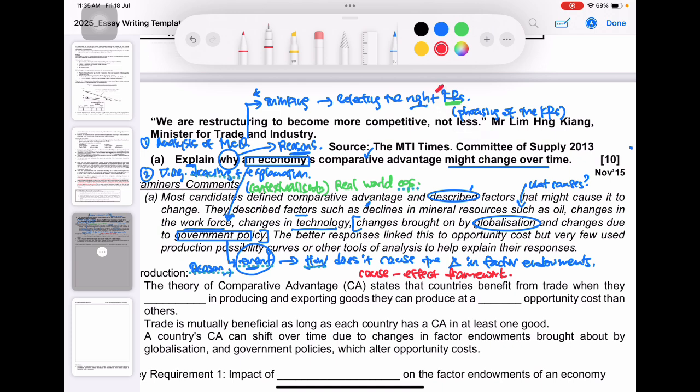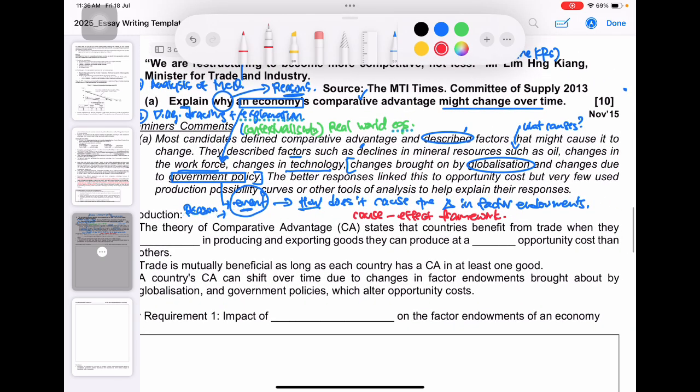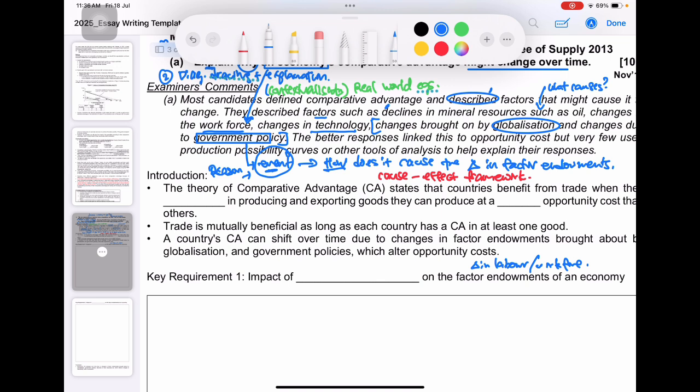And then here, phrasing of the KR. I know that many of you mentioned in your KR, you will say change in labor or workforce. Okay, however, you do see my key requirement here. I phrase it in a different way. I mean, the suggested answer also puts it in this way. But what I hope that you can see is that this is like your prompt, and to put it in a cause and effect model.